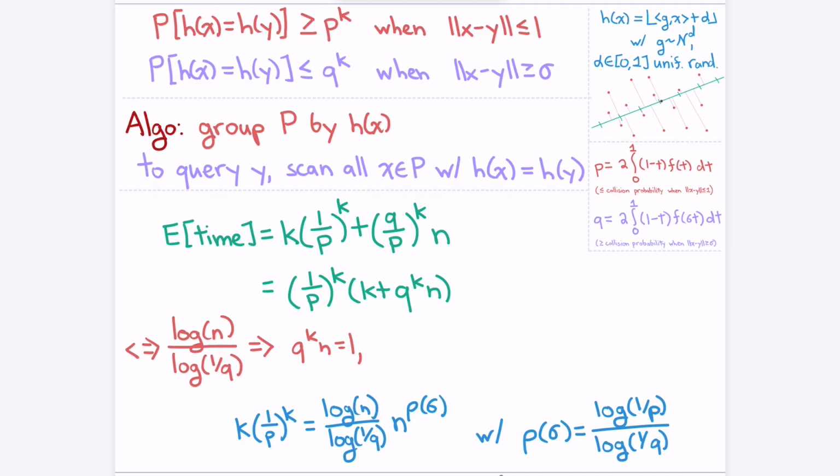Once that's equal to 1, now you just have to worry about k times 1 over p to the k, and plugging in. So you get k 1 over p to the k is equal to log n log 1 over k n to the rho of sigma, where rho of sigma.